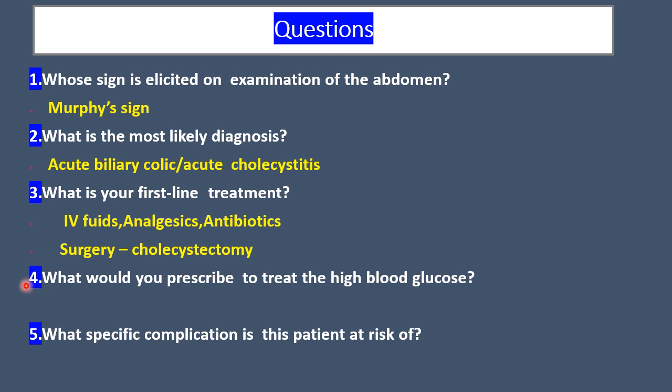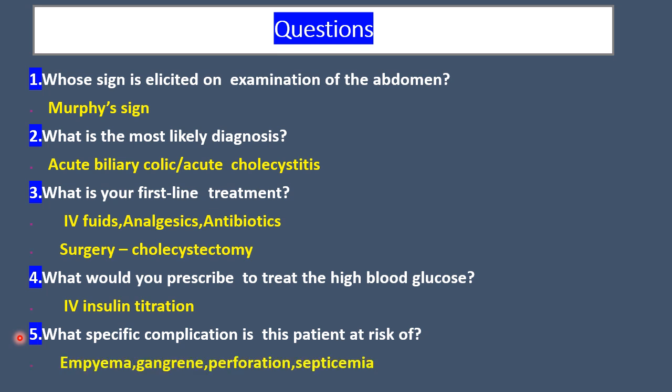What would you prescribe to treat the high blood glucose in this patient? I would give him IV insulin titrated against the blood sugar. And question number 5, what specific complications is this patient at risk of? Empyema of the gallbladder, gangrene, perforation, and septicemia.